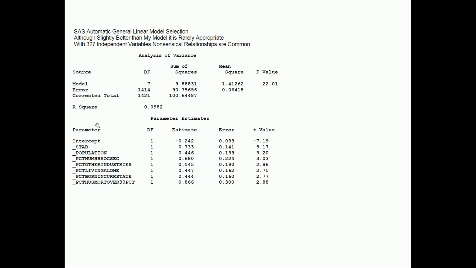So here's what SAS came up with using the general linear model selection procedure. It actually comes up with a higher R-squared than my model, but I seldom find that this kitchen sink approach gives the model that I would finally agree on. I try to use my knowledge and the literature to select the variables. Selecting the variables is a very time-consuming proposition. So how does our model fit?